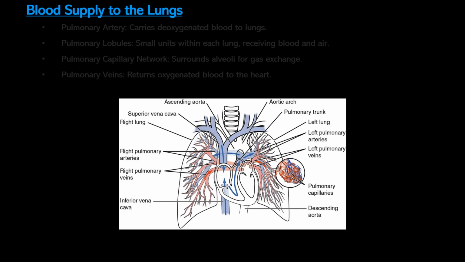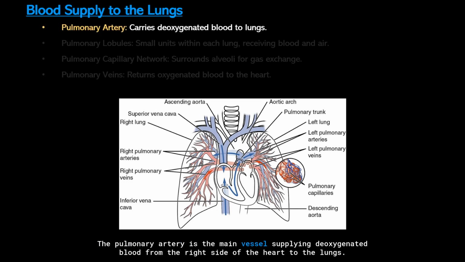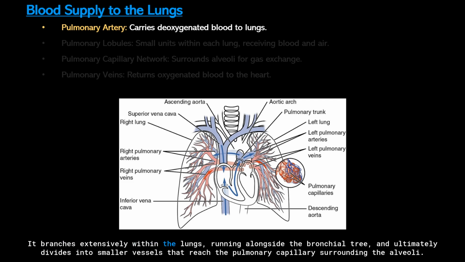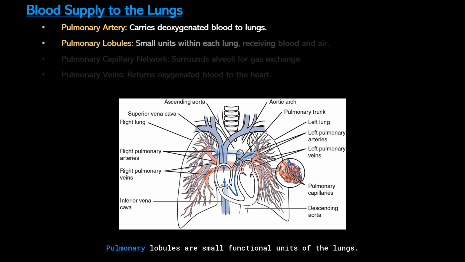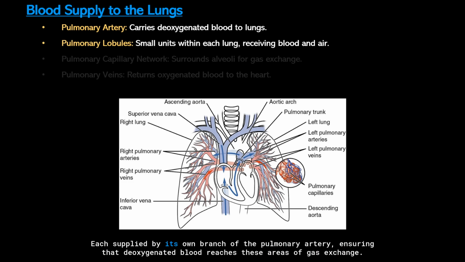The pulmonary artery is the main vessel supplying deoxygenated blood from the right side of the heart to the lungs. It branches extensively within the lungs, running alongside the bronchial tree, and ultimately divides into smaller vessels that reach the pulmonary capillary surrounding the alveoli. Pulmonary lobules are small functional units of the lungs, each supplied by its own branch of the pulmonary artery, ensuring that deoxygenated blood reaches these areas of gas exchange.